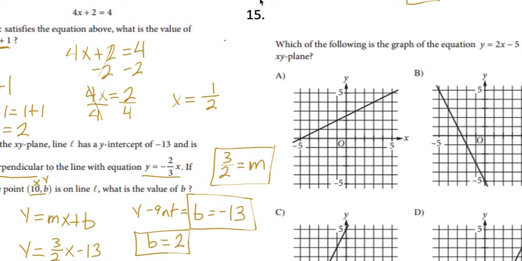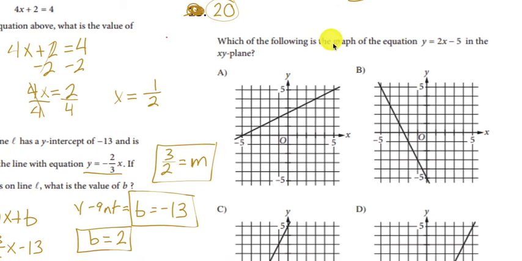The last question for today is going to be question 20. Which of the following is the graph of the equation y equals 2x minus 5 in the xy plane? The two important things to note here for this equation is that we have a positive slope. That means from left to right, we should be increasing. And we have a y-intercept of negative 5. So we're going to cross the y-axis below the x-axis, or on the bottom half of the graph.